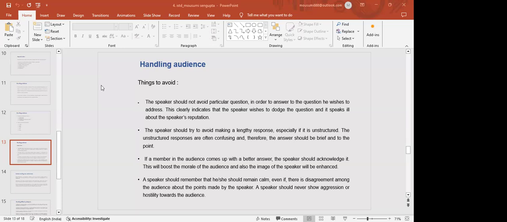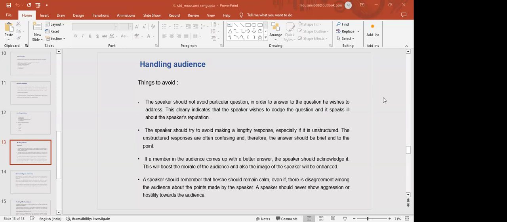Sorry guys. The last point I was mentioning about: if there is a disagreement among the audience about the points made, the speaker should never show aggression or hostility towards the audience. Now, this is something which we have to be very, very careful about. I'm sure we all are professionals, and we have seen this case where just for the sake of argument, some members in the audience ask questions. Just because they are not able to understand what we are trying to say, they ask questions. Sometimes they ask certain very trivial points to clarify, which takes a lot of time to explain.